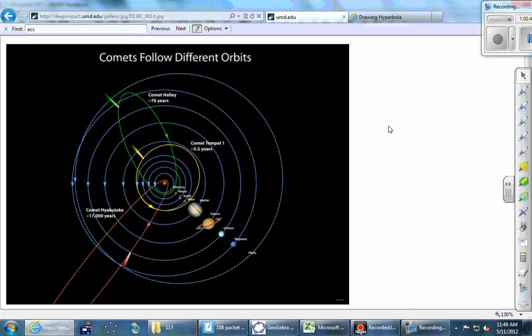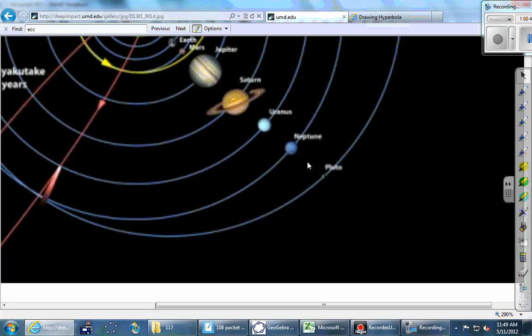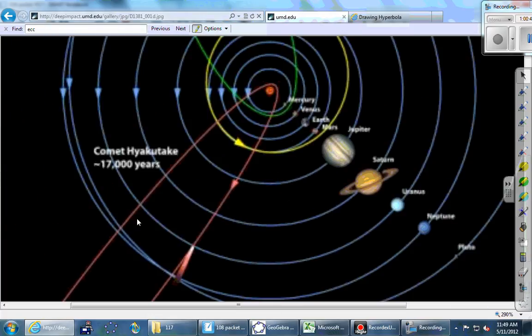So this is probably too small to see, but here's another one. Comet Hyakutake, which takes roughly 17,000 years to make one elliptical orbit.